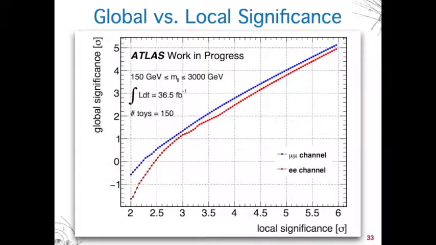Essentially, it tells us that if I go to my data and I see a local significance of 5 sigma, because of the look elsewhere effect, I actually need to quote 4 sigma because of the fact that you've looked in a range of masses and you might have seen a fluctuation.